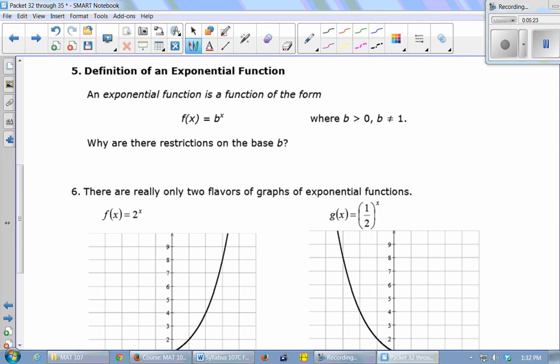So what would happen if I made the base 1? If I said, oh, let's think about a function that looks like 1 to the x. It wouldn't be exponential because it would be constant, right? 1 to the anything is 1. So there's nothing special about that. We've studied constant functions before. So this is not exponential, right? And then what if I made b negative? What if I went like -2 to the x? What would the graph of that thing look like?